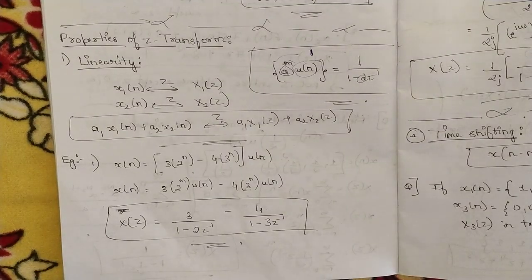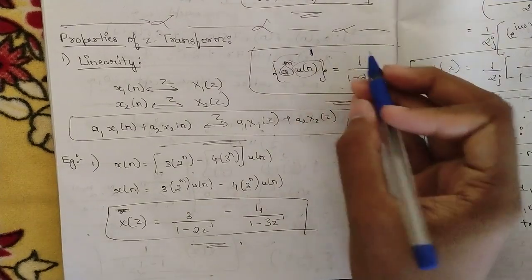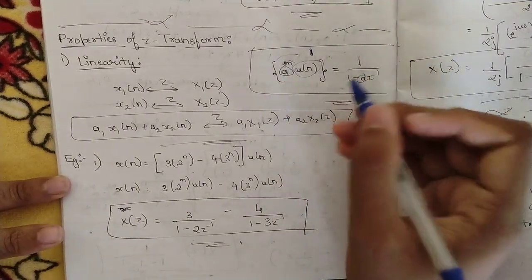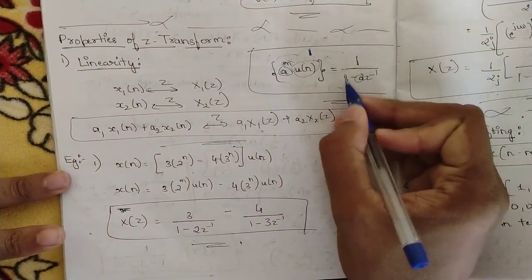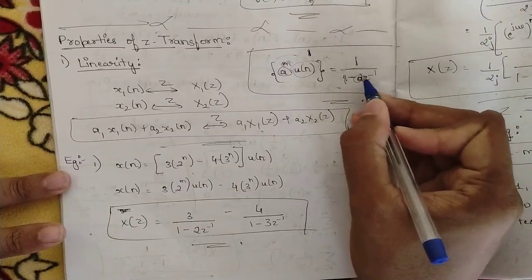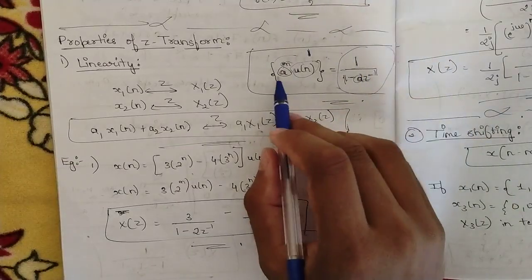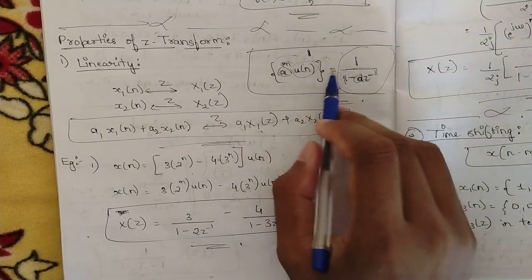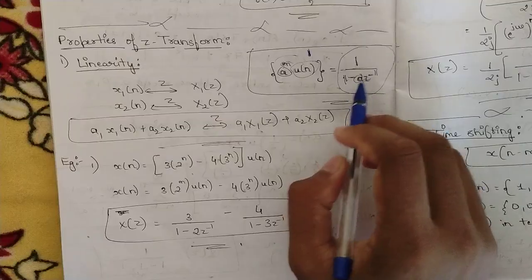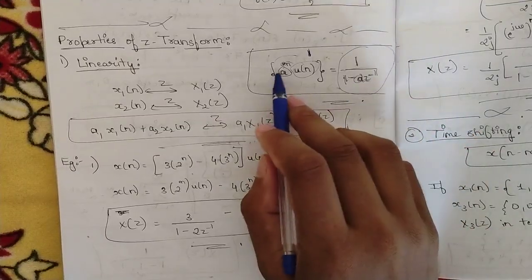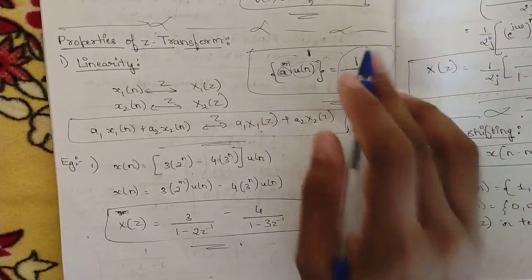So how to write it? Simply, if you want to convert it to the Z domain, 1 divided by 1 minus a Z inverse. This is the general formula: a power n into u of n is equal to 1 divided by 1 minus a Z inverse, where the value of a would be varying. This you should remember.